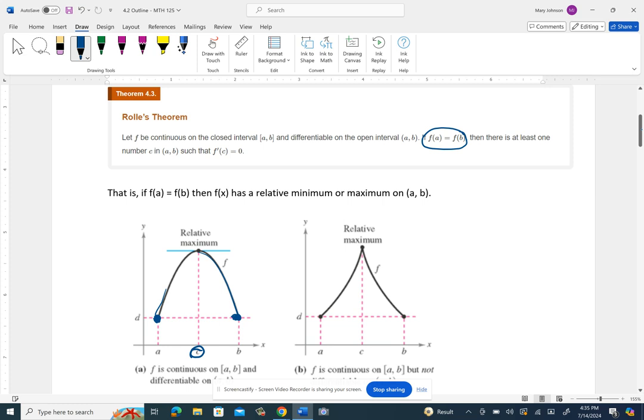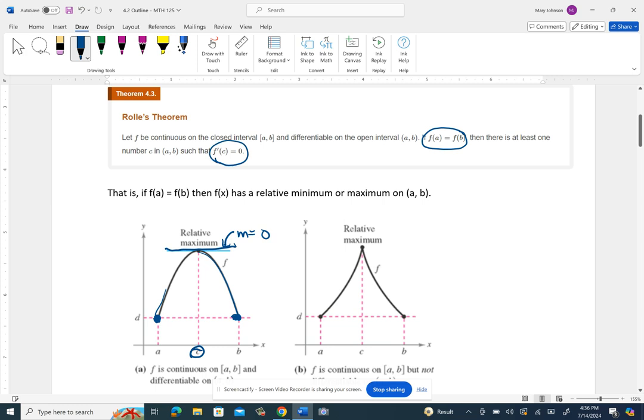There's going to be some number in between A and B, okay, that's within that open interval from A to B, where the value of the first derivative at that point is going to be 0, which just means the slope of this line right here is going to be 0. Okay? And the value of the first derivative at that point is what they're talking about here.